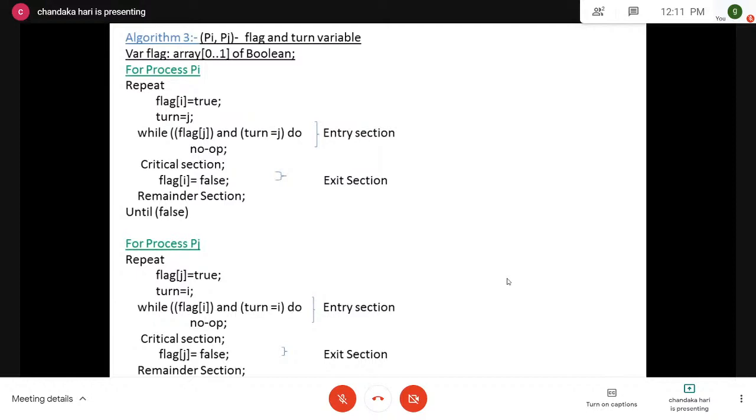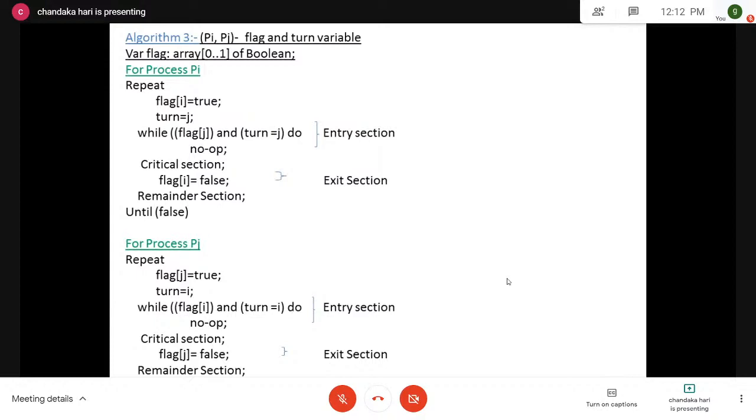If process PJ wants to enter into the critical section, initially it makes its flag equal to true, and after that it makes turn equal to I. Immediately, process PJ is not allowed to enter into the critical section. It is giving first priority to the other process. While flag I is true and turn is equal to I, that implies process PI is already executing in its critical section. So I need to wait until process PI completes. After the critical section, I make my flag equal to false. The remainder section will execute.